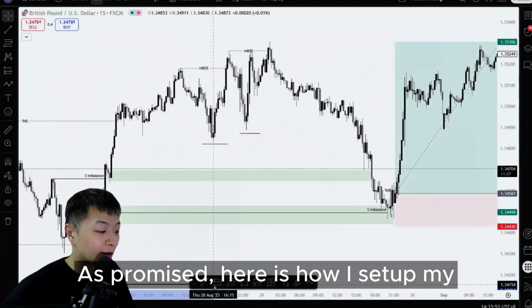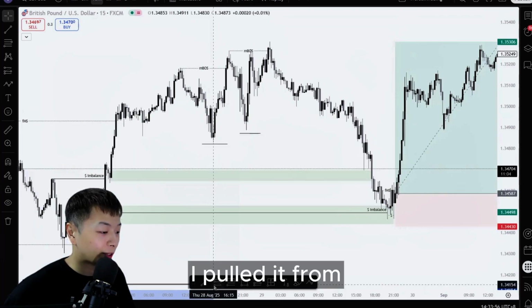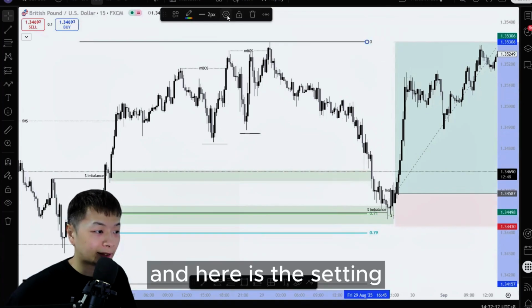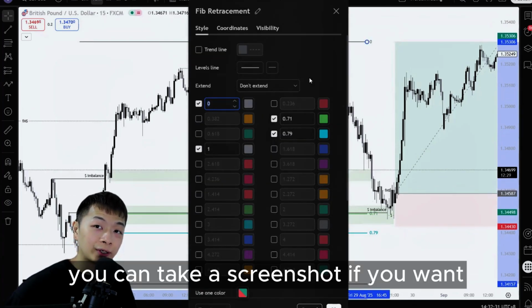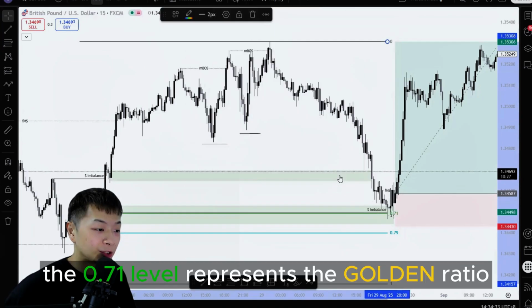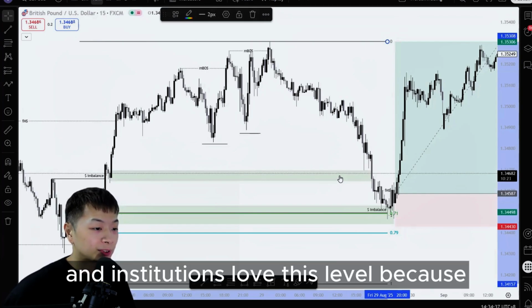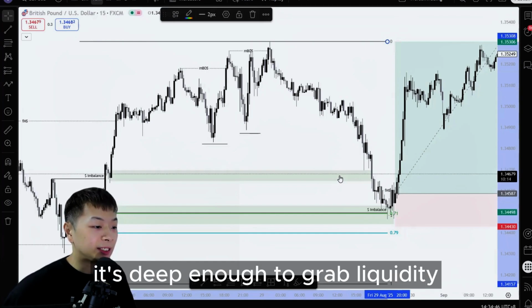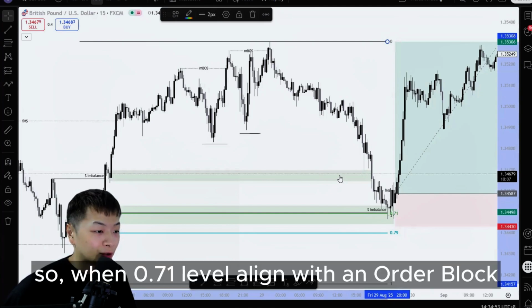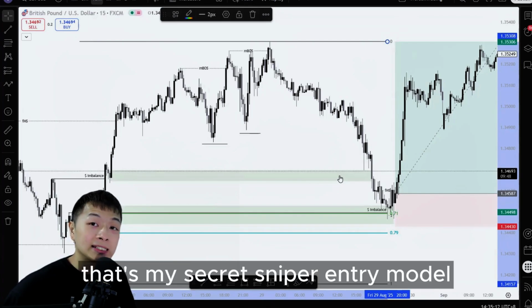As promised, here's how I set up my Golden Fibonacci. I pull it from the swing low to the swing high, and here is the setting. You can take a screenshot if you want. The 0.71 level represents the golden ratio, and institutions love this level because it is deep enough to grab liquidity, but not too deep to break structure. So when 0.71 level aligned with an order block and imbalance, that's my secret sniper entry model.